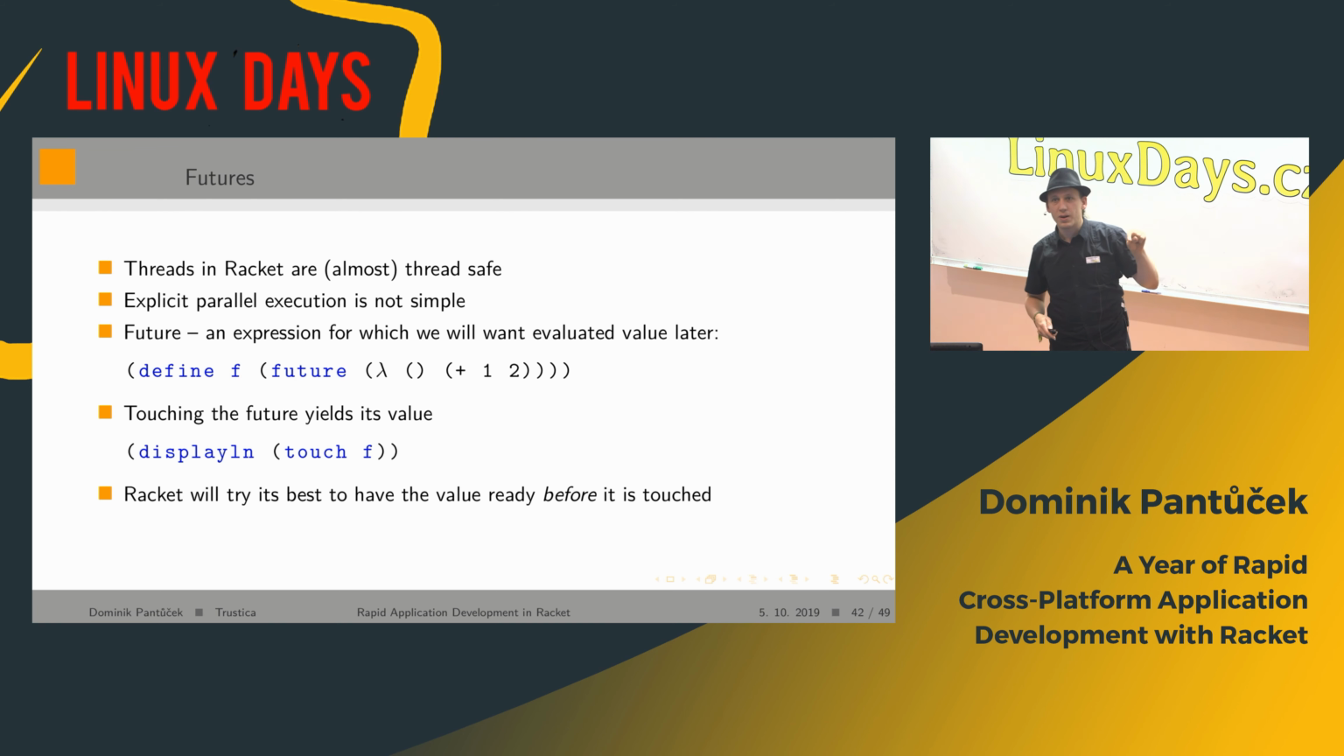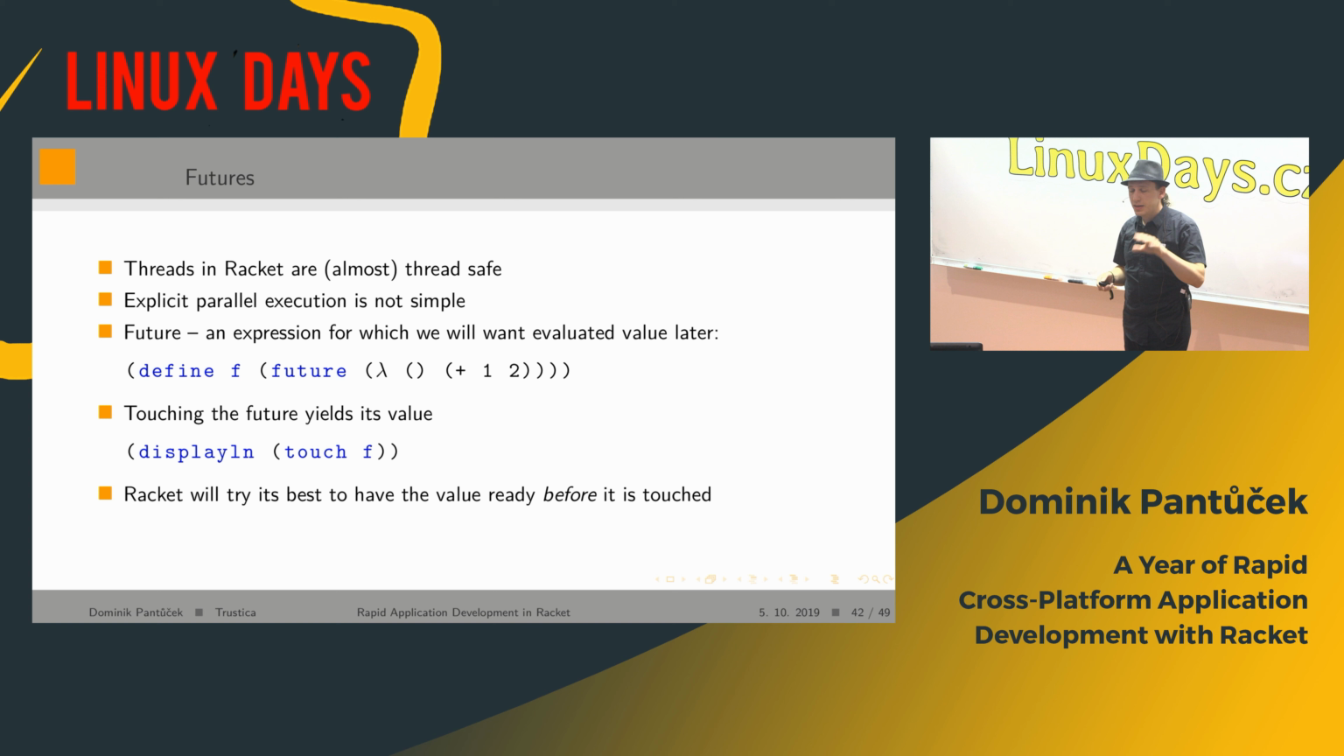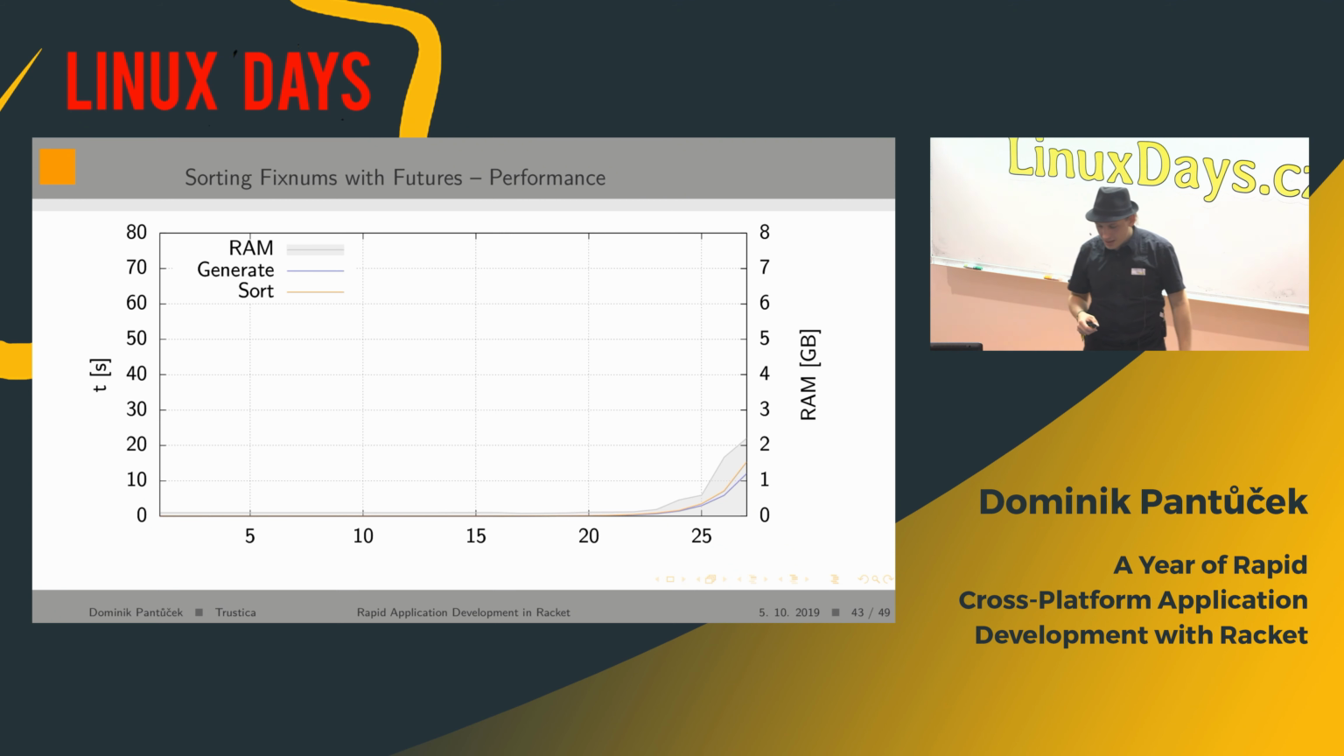And the thing is, Racket will try its best to have the value ready before it gets touched. So what I did, I rewrote the merge sort using futures to achieve actual parallel execution. Racket gives you information about the number of hardware threads and everything. On a 4-core machine, actually this i7 with 2 hyperthreads per core, we get something like this. Still 2 gigabytes of RAM, but we get down to something like 14 seconds. So it really is 8 times faster. And all we did was say these parts of the code should be executed as soon as possible, and the system just took care of that.